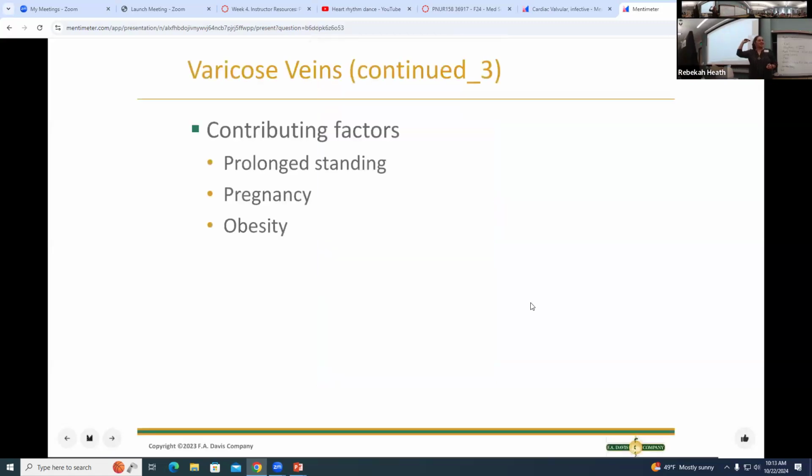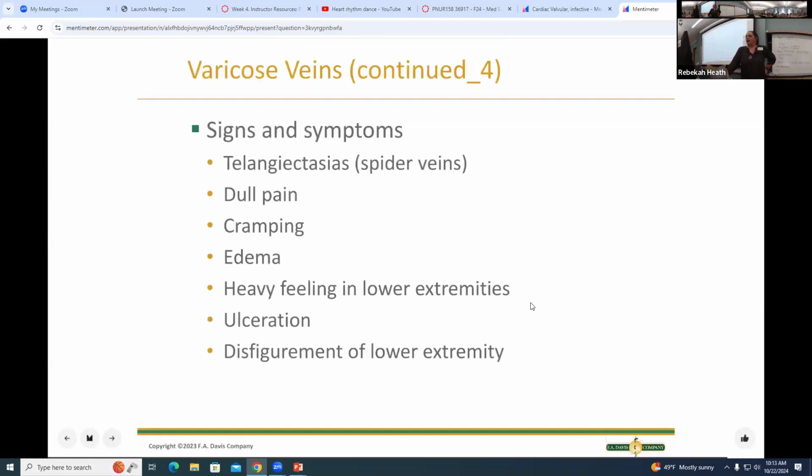Sometimes with pregnancy, when you're pregnant, you produce about 1.5 times the circulating blood volume than you have pre-pregnancy, because you need to supply mother and baby with all the blood that they need. So you have all that extra fluid in your body. Sometimes that can make you more prone to making these varicose veins.